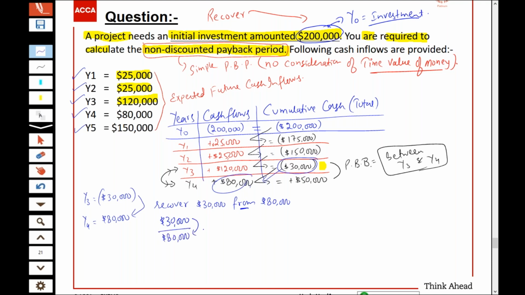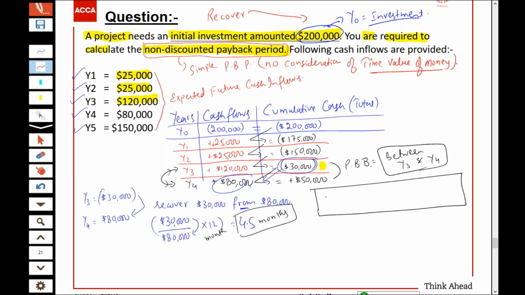Divide by 80,000, multiply by 12. So 30 upon 80 multiplied by 12. That is giving me 4.5. Why 12? Because it shows months. So 4.5 months. Now you can say that your payback period is 3 years and 4.5 months.